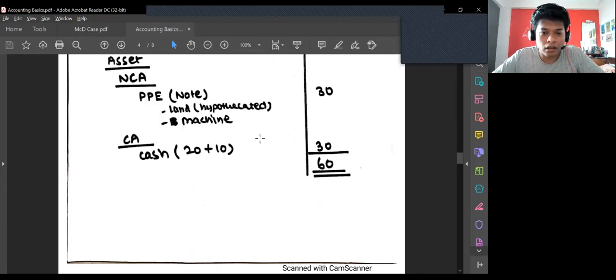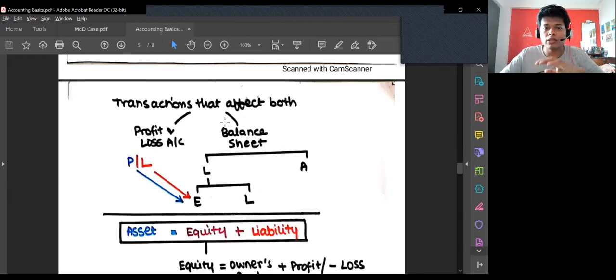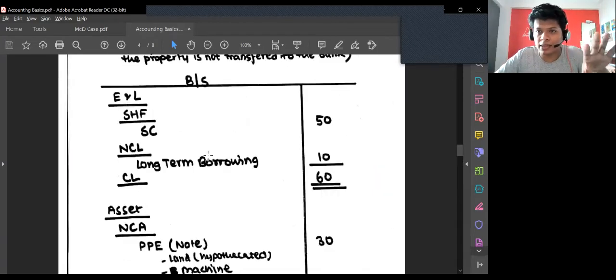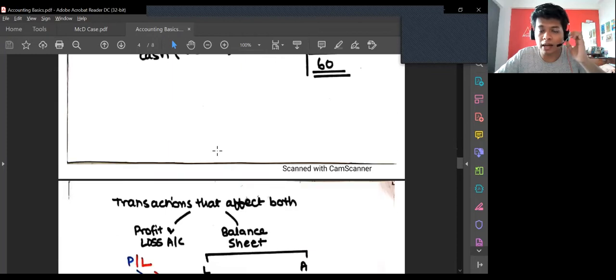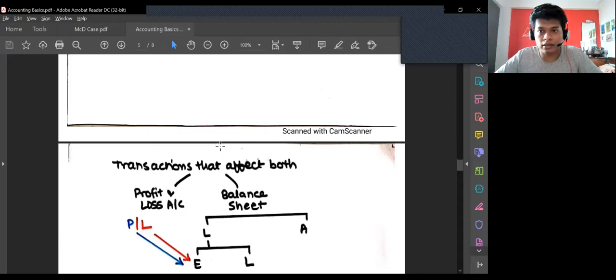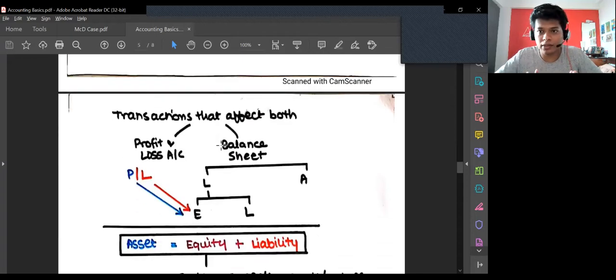Understanding till now? Okay. So far whatever transactions we did were only impacting the balance sheet. Now let's see some transactions which will impact both the profit and loss account and balance sheet. So these are a little bit more critical. So just try to bear with me. I'll try and explain everything. Okay, just stay with me.